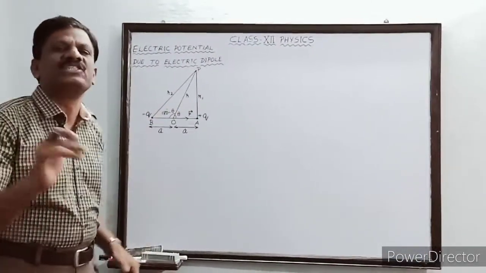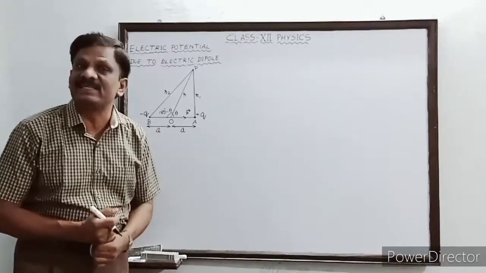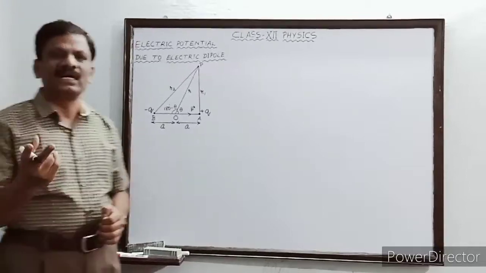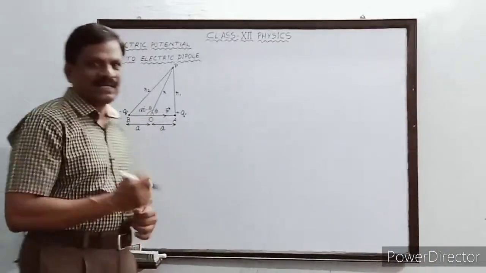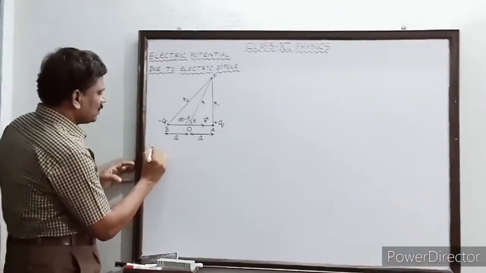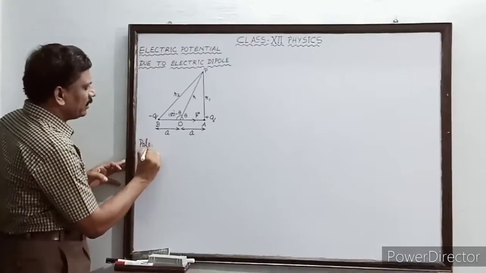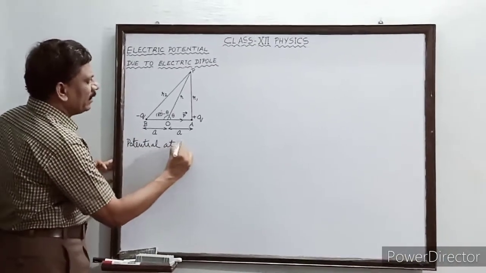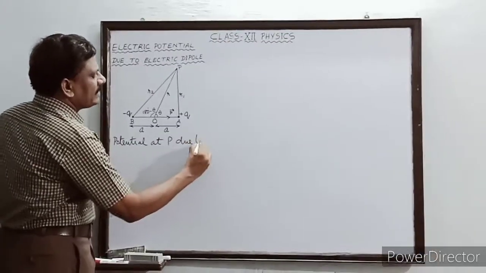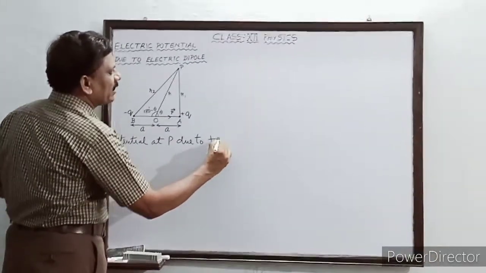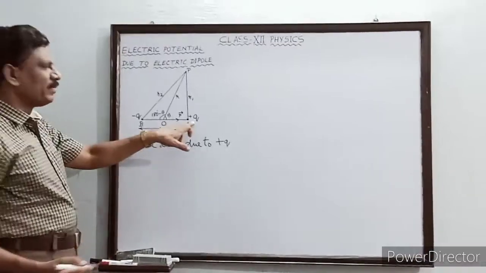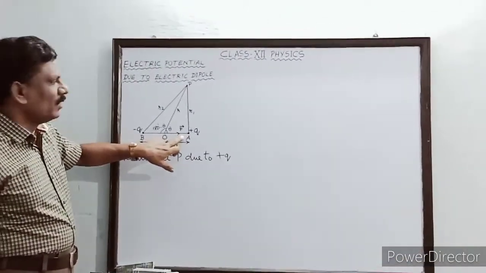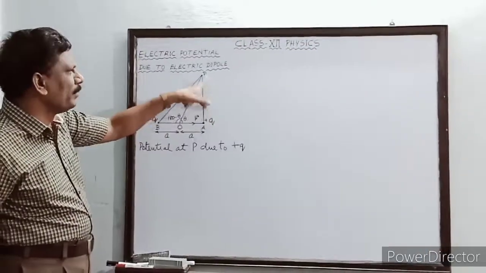So how many potentials will be there at the point P? I said 2. One is due to the positive charge and the other one is due to the negative charge. Now look at the steps. So potential, okay, the potential at P due to plus Q. Where is plus Q located? At the point A. Okay. What is its distance from the point P?